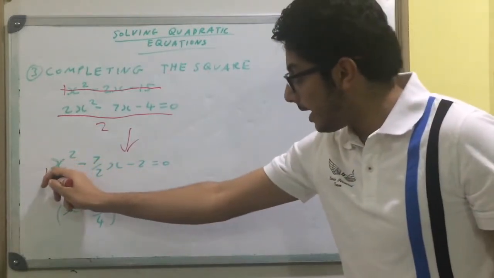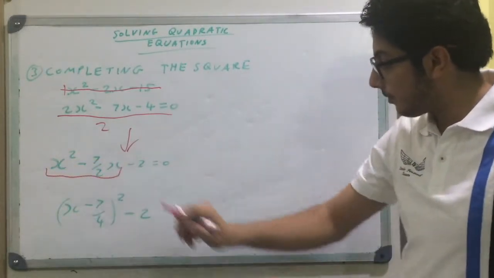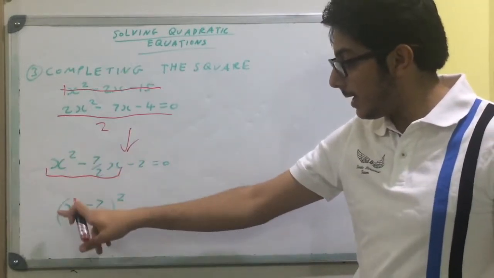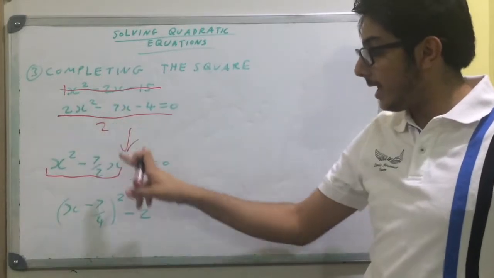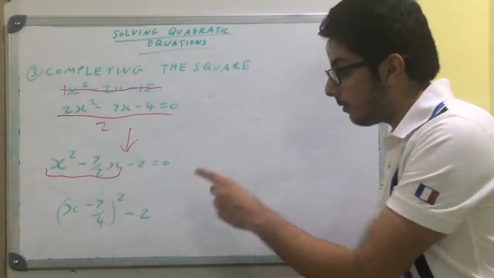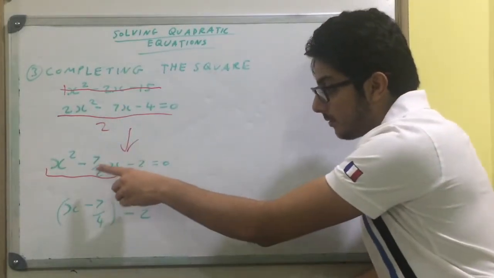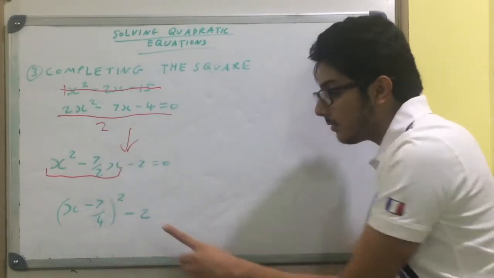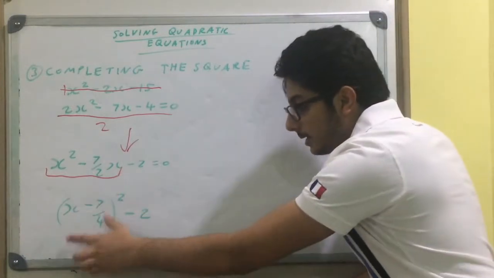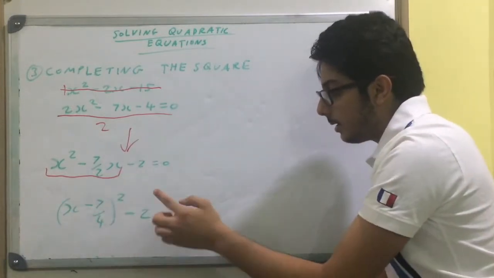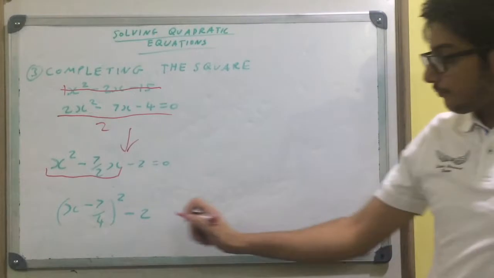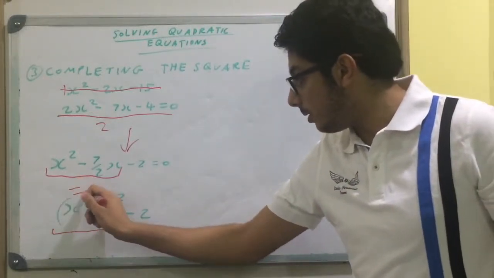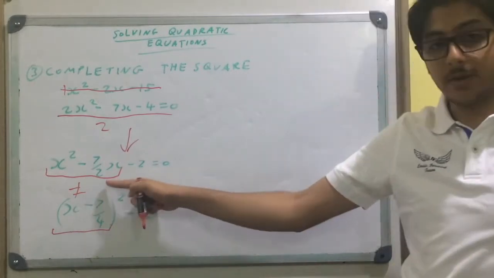You take the x squared and x terms, and what you do to the x squared term is you just make it x. And for the x term, you divide its coefficient by 2. So minus 7 over 2 divided by 2 gives you negative 7 over 4. Then you put it in brackets and square it. Okay, but the thing is, this value here is not equal to this value here.